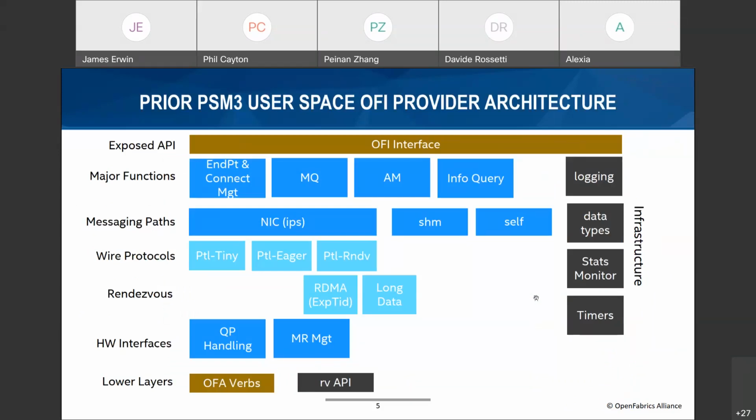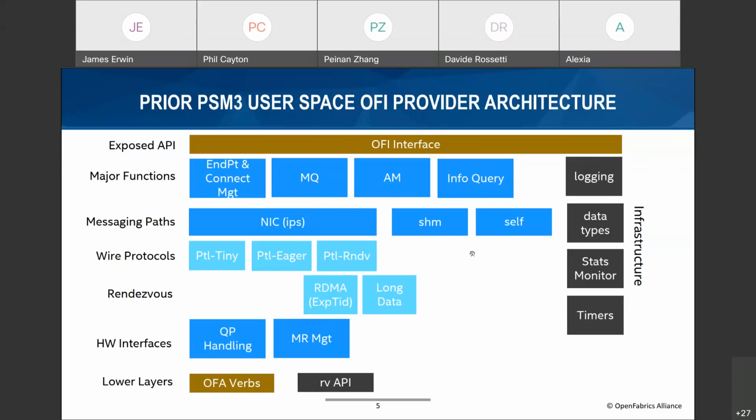So this is a view of the previous PSM3 architecture. I'll just go through this briefly. Again, at the top, we have the API that's exposed to the user, which is the OFI interface, where we hook in with our PSM3 provider. PSM3 has various methodologies for messaging. Our major functions include endpoint and connection management, matched queues, active messaging, and then info queries, which allow OFI to query data about the hardware.